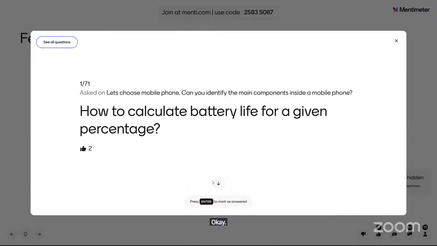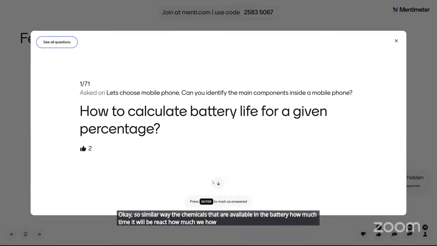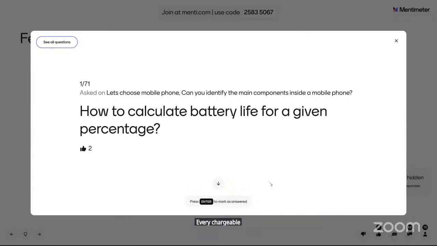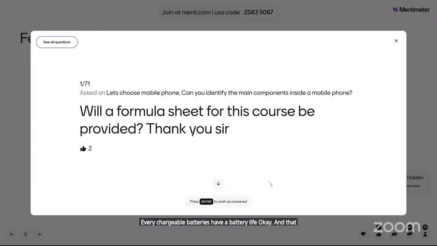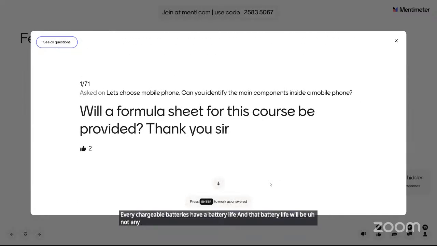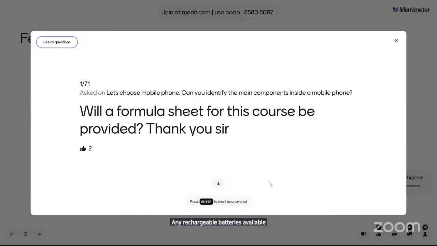Okay, similarly, the chemicals that are available in the battery, how many times will they react, how many times can we charge, recharge and recharge them? That will decide the battery life. Every rechargeable battery has a battery life. Okay, and that battery life is not a duration, it depends on how many times you can charge them. If I say that a rechargeable battery is available with a battery life of 6 months, that is not possible. Any rechargeable battery is rated only for being charged 100 times or 200 times.